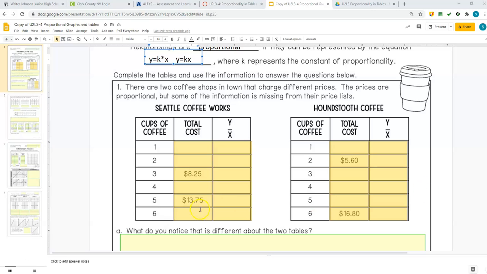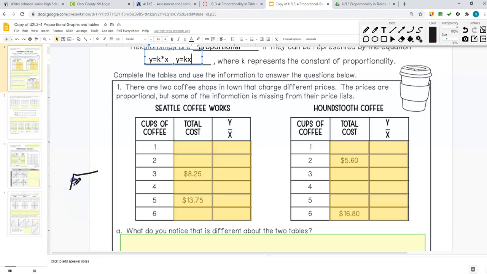Alright, so we already know for here that 3 cups of coffee cost $8.25. We should be able to go back and divide to get the price of 1 cup of coffee. Okay, so let's go ahead and do $8.25 divided by 3. I'm going to grab my pencil here, and I'm going to do that calculation sort of off to the side here. 8.25, and we're going to divide by 3.